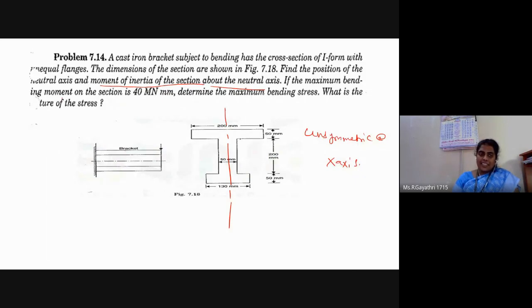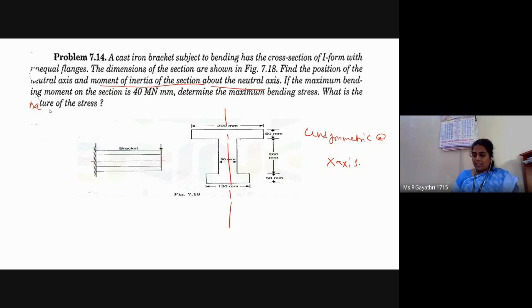What is the nature? Okay, please listen. If sigma b is negative value, this is compressive stress. If it is positive value, bending stress is tensile. Okay, please note. Negative stress means compressive stress. Positive stress means tensile stress. So here we need to locate the neutral axis and also moment of inertia about the neutral axis.